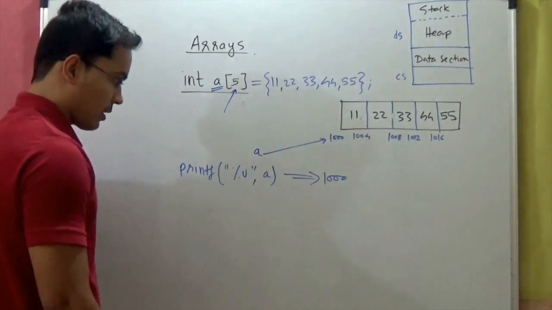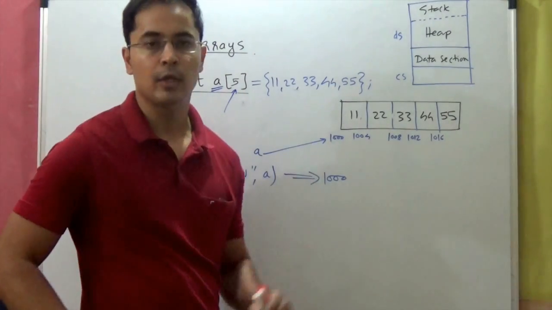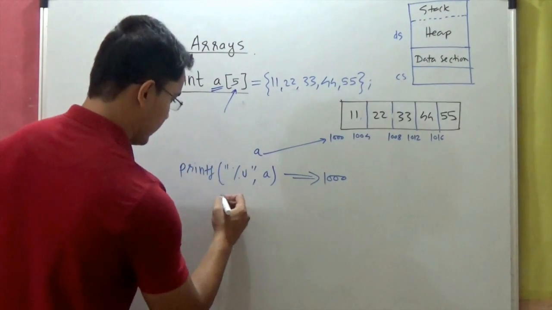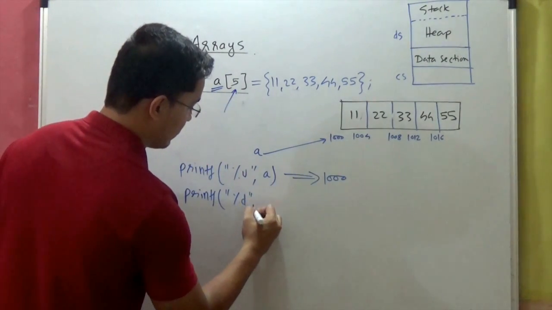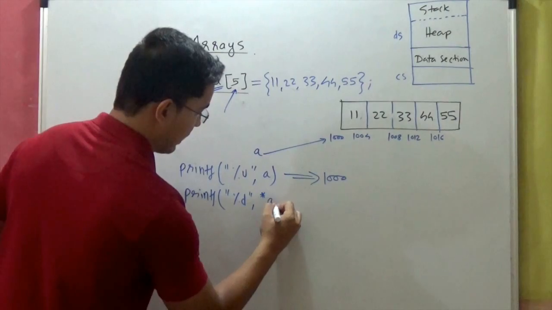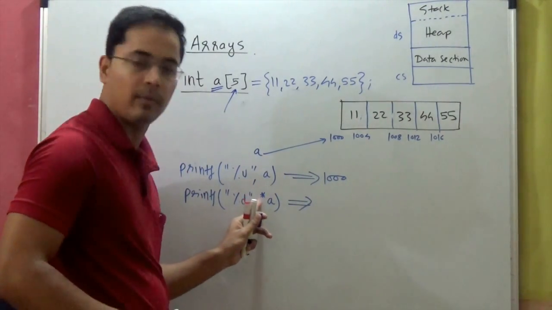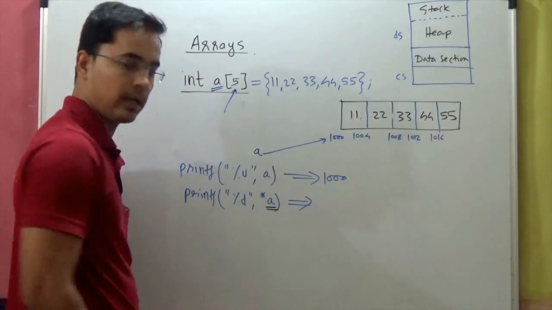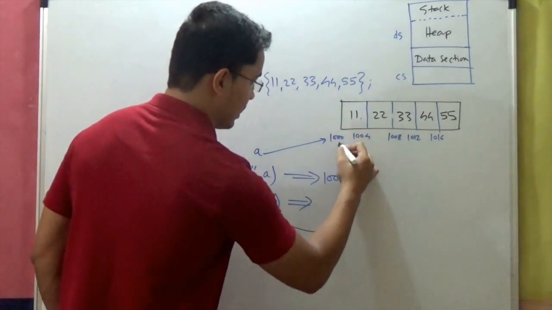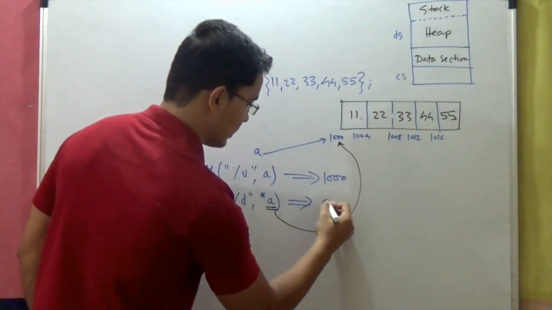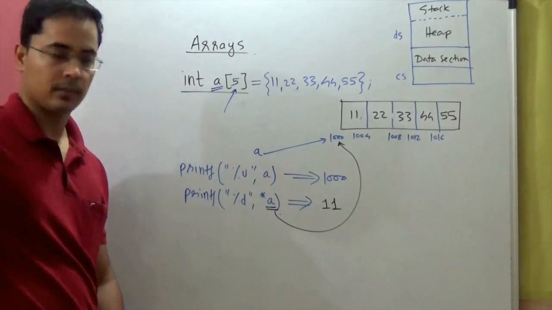Now, if I want to access the first value, I want to print the first value, I can say %d star A. Remember this operator? Value at address operator. So A gives you the starting address, that is 1000, right? So value at 1000 is 11. So this will print 11, right?